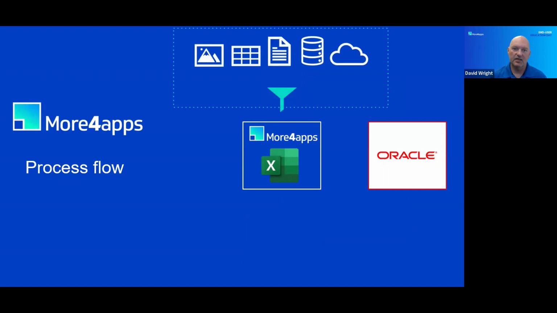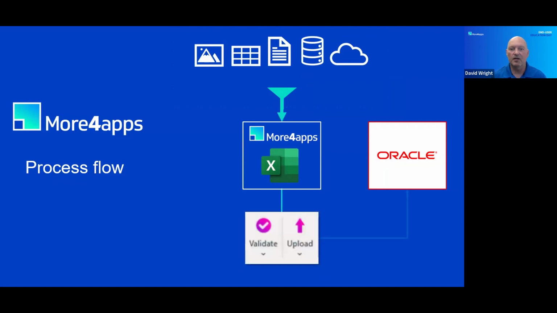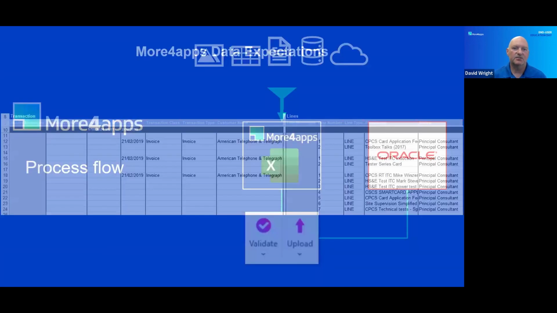So it could be an image, it could be a CSV file, it could be a document such as a PDF, it could be another database, or it could be something from the cloud like Salesforce, for example, or even Fusion Cloud ERP. And once we get that data into Excel, we need to then run through that same upload and validate process. But More4Apps does have some data expectations.